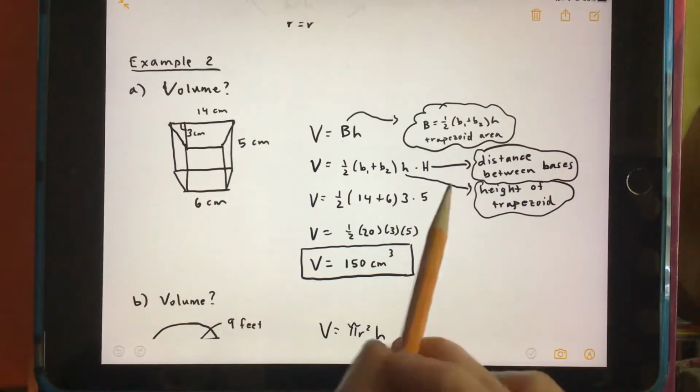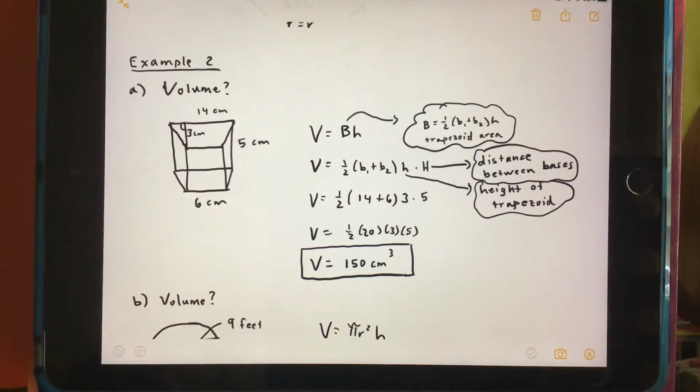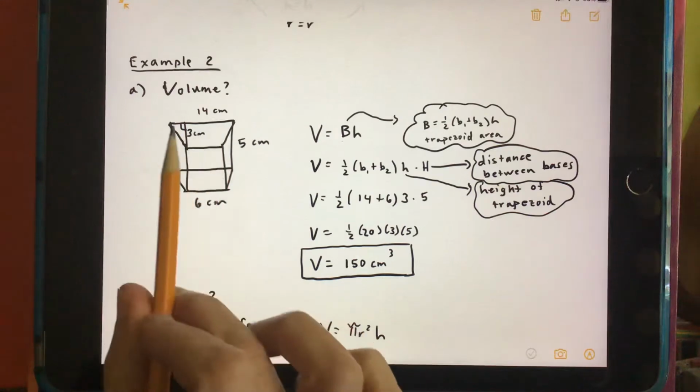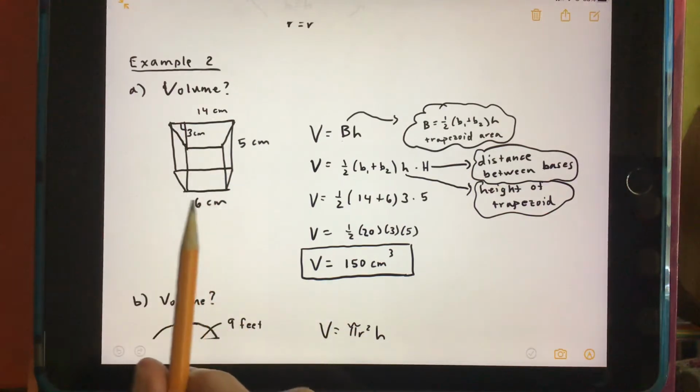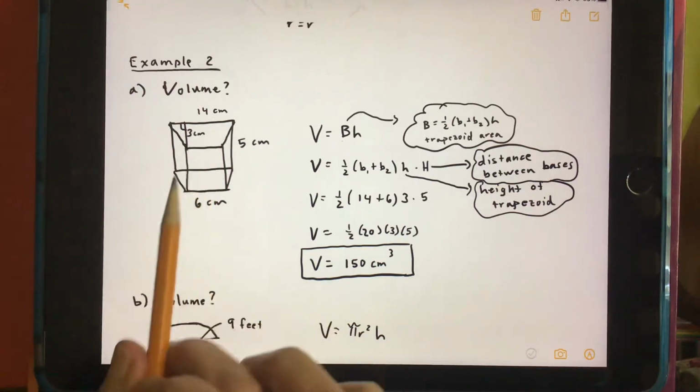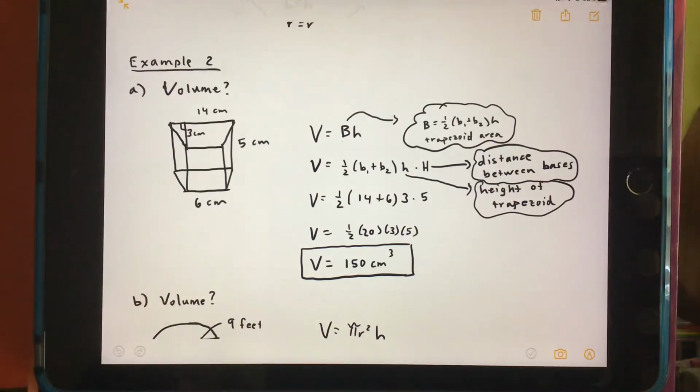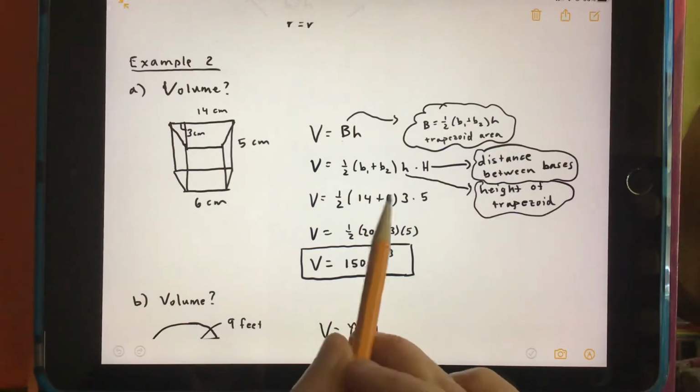So whenever you see a big H and a little h, we're going to know the big H is the distance between the bases. And the little h will be the height of the triangle or the trapezoid or whatever two-dimensional figure we're finding the area of. All right, let's plug in all of our numbers. Volume is equal to 1/2 times, well, the bases of this trapezoid are 6, because this is 6, and 14. So this is 14. So no matter which base you look at, the trapezoid on the top or the bottom, their b1 and b2 are 6 and 14. So that's what I plug in here.